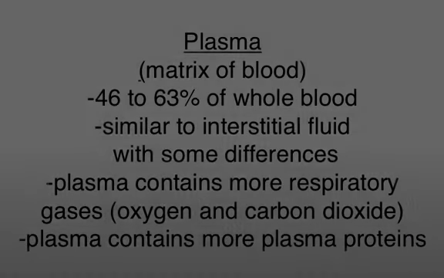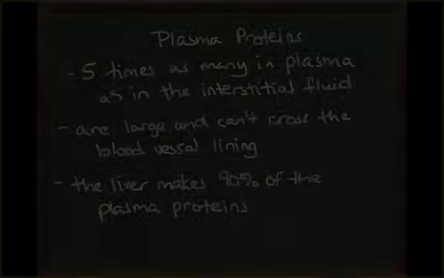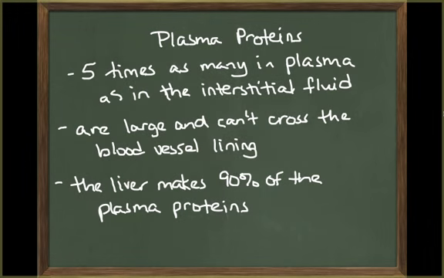The plasma, which is the matrix of blood, makes up 46 to 63% of the volume of whole blood. The composition of plasma is a lot like the interstitial fluid. It contains water, ions, and small solutes. The two differences between the plasma and the interstitial fluid are that plasma contains more respiratory gases like oxygen and carbon dioxide, and the plasma also contains plasma proteins. While other tissues have protein fibers in their matrix, plasma has plasma proteins.